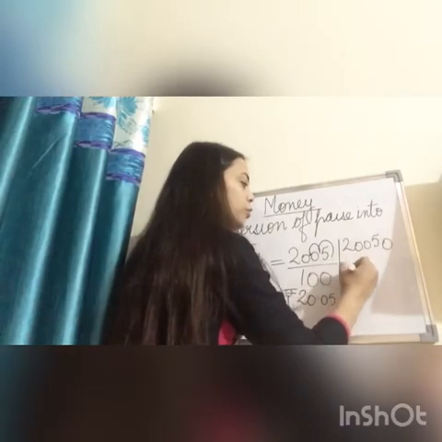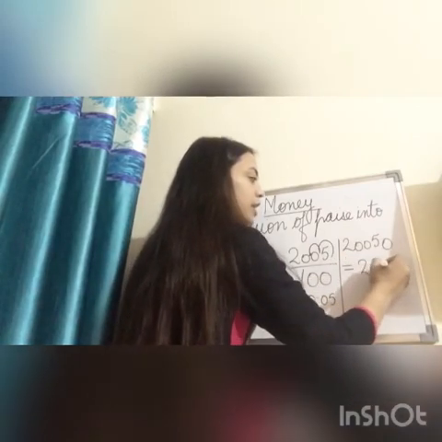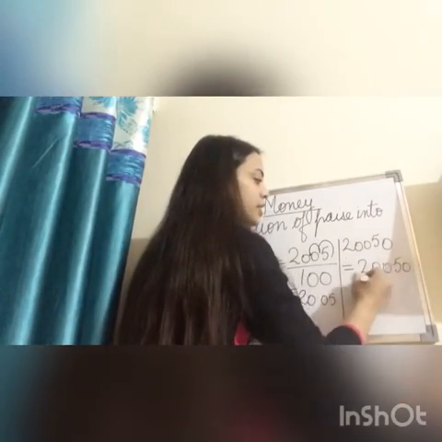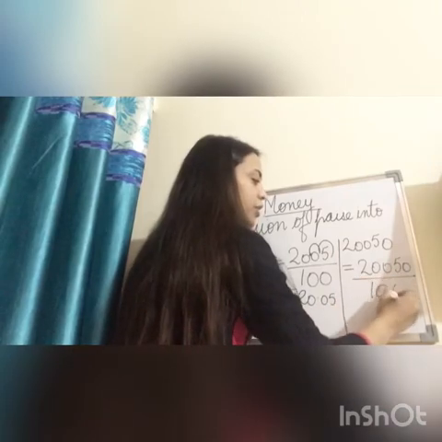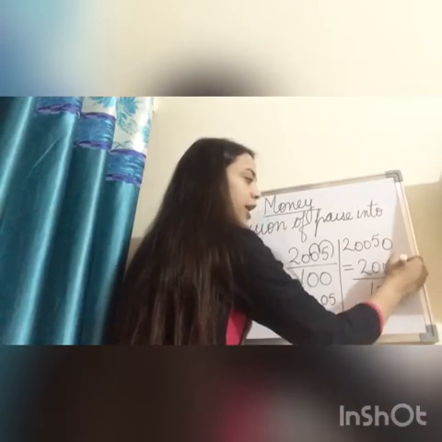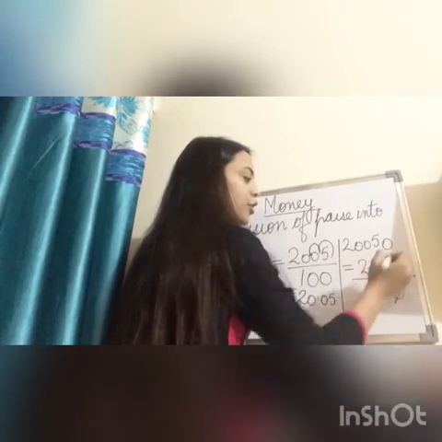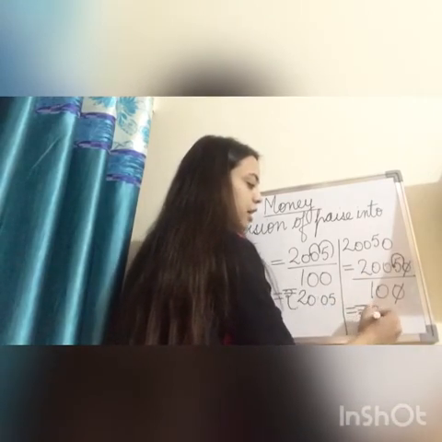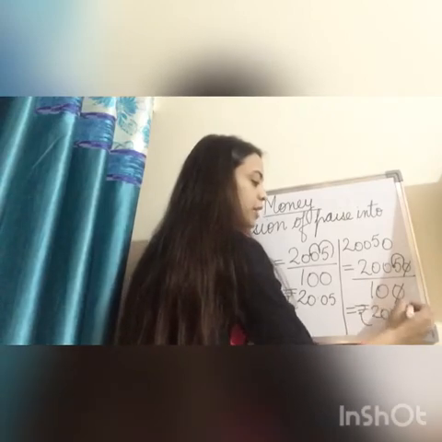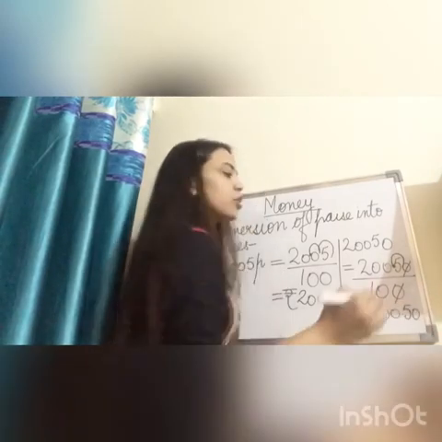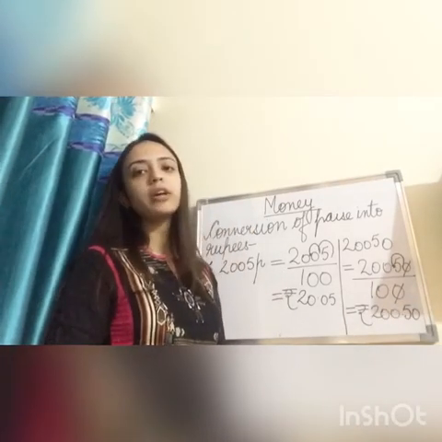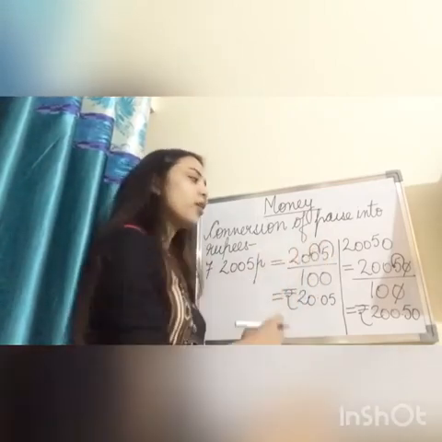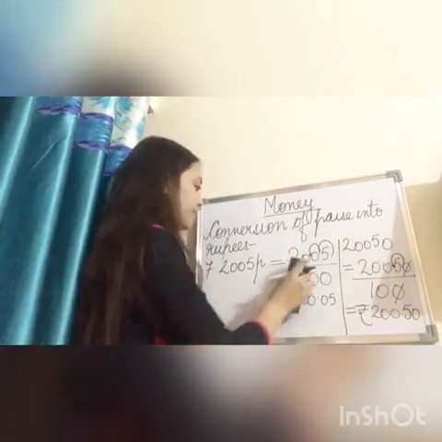Here what will you do? 20,050. You can cut a 0 and then just shift 1, or you can not cut zeros and just get the answer. The answer will remain the same. To avoid confusion, you can avoid cutting also. You can just shift the number of zeros.